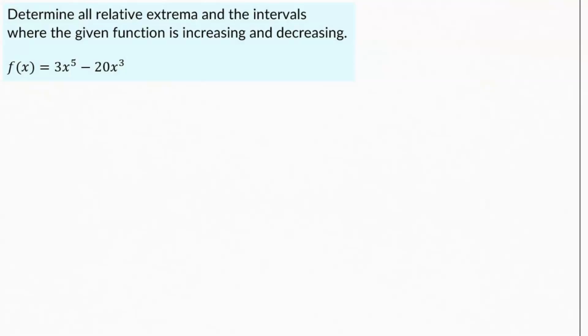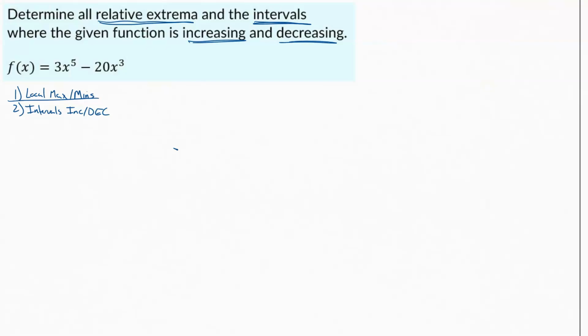This example is asking you to determine all relative extrema, that's local maxes and local mins, and the intervals where this function is increasing and decreasing. Whenever I see the language of somebody asking me to find local maxes and local mins, relative maxes and mins, or if I see somebody wanting to know intervals where a function is increasing or decreasing, those tell me instantly, either one of those. It doesn't have to be both.